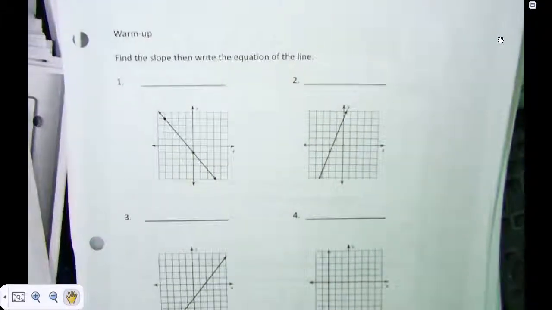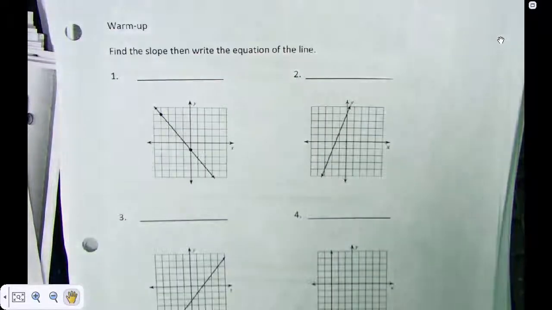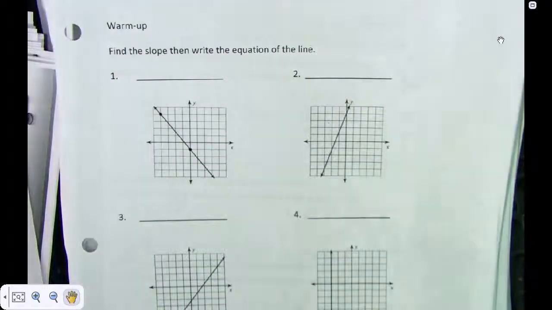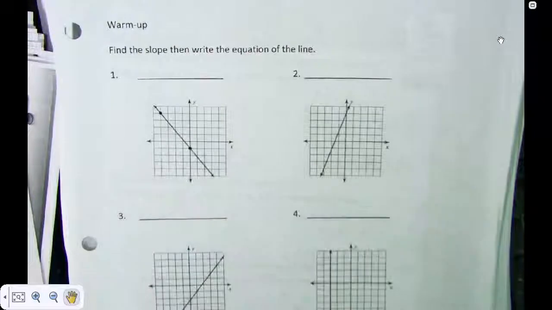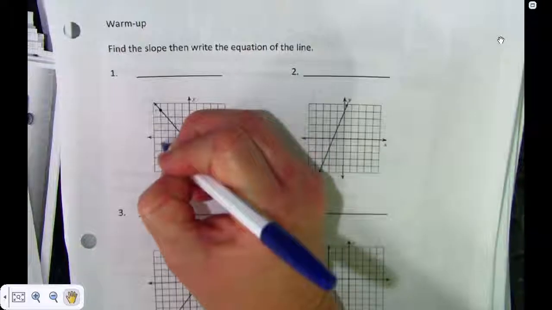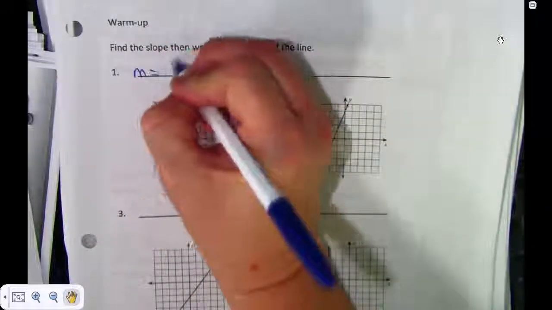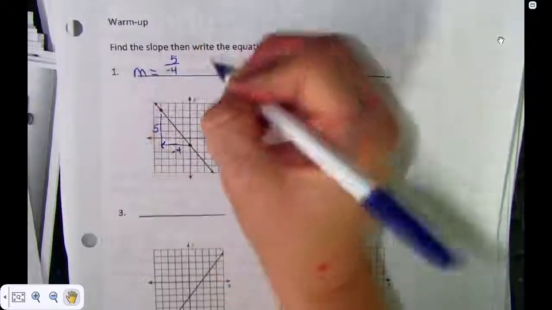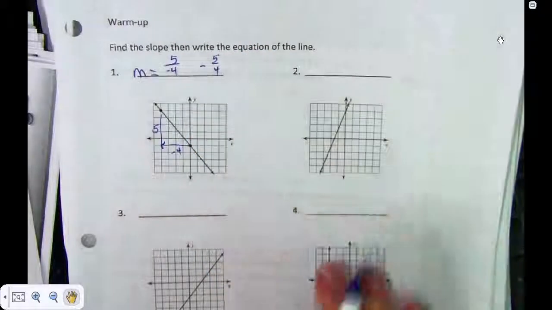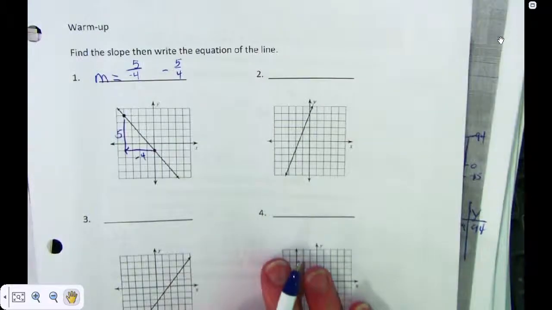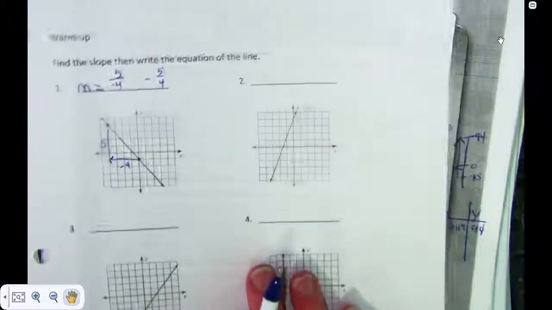guys, do you know that I still, after 7 weeks, have people that'll say this slope is positive? They'll get a positive slope. It's negative. Before I ever start, I know I got to have a negative in there somewhere. That's going to go over -4, up 5. So what's your slope? 5 over -4. Or you could put -5/4, either one. Remember, the negative's got to be on one of the numbers or out front.